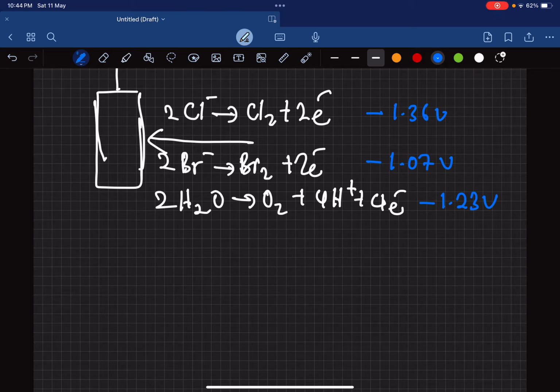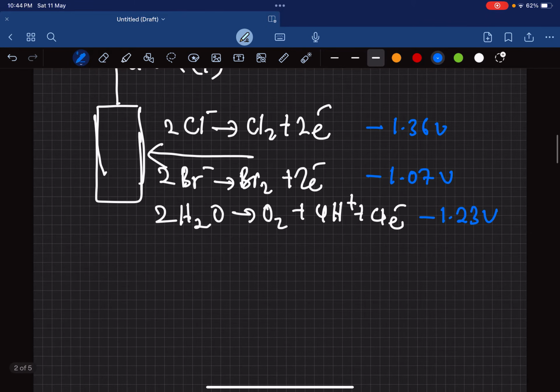Okay, your job is very simple. All you have to decide is which of these numbers is the least negative or the most positive, whichever. Least negative basically means more positive. So you notice in this case it is very straightforward, because everything here is supposed to be 1 molar. So you notice in this case it is this one.